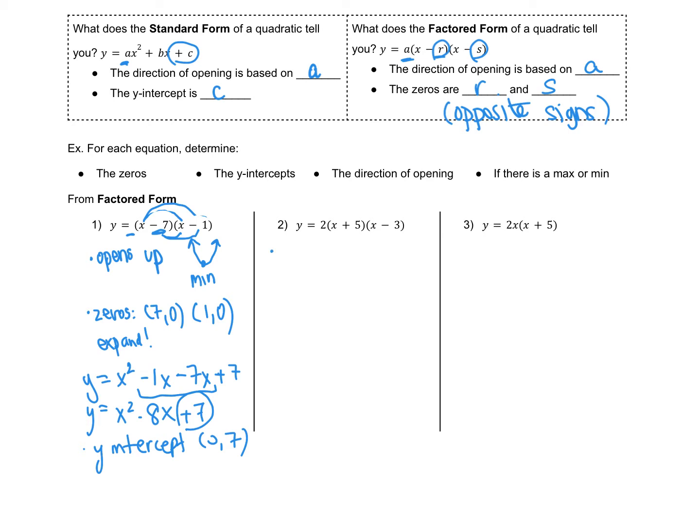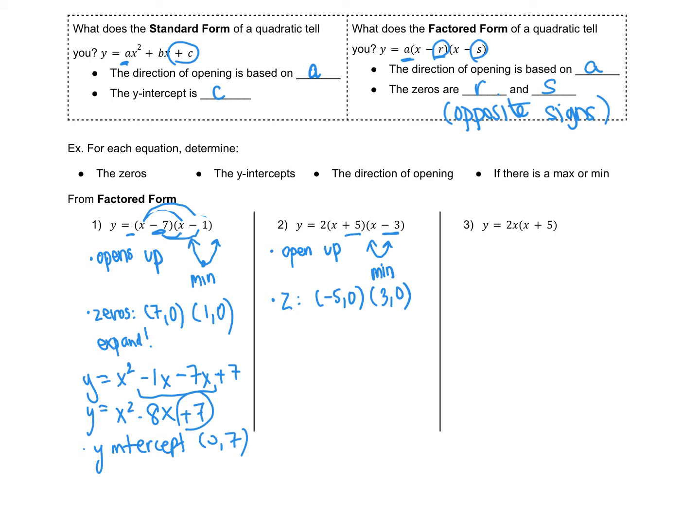So because we do have a +2, this is going to open up, which once again, if it opens up, we have a minimum. I like to draw the visual just to see the max or min a little better instead of memorizing. For the zeros, I have a +5 in one of the brackets, so hopefully you wrote -5, 0, and you do have to write it as a coordinate for good communication. And then the other bracket says -3, and the opposite sign is +3.